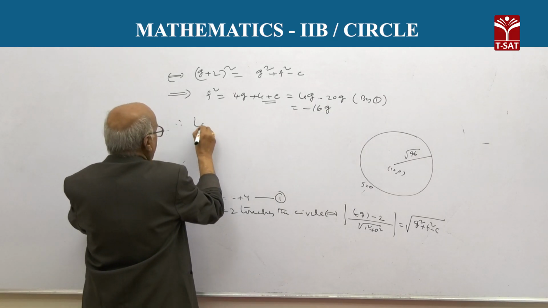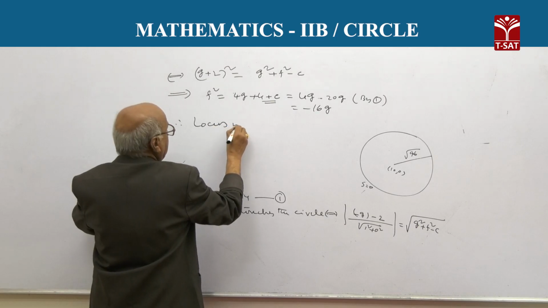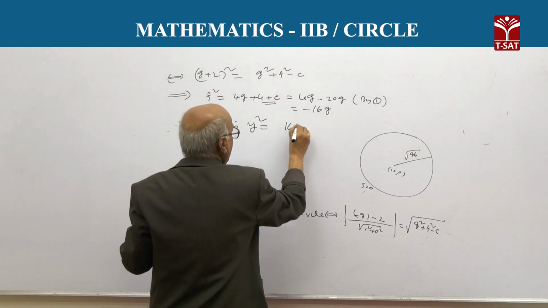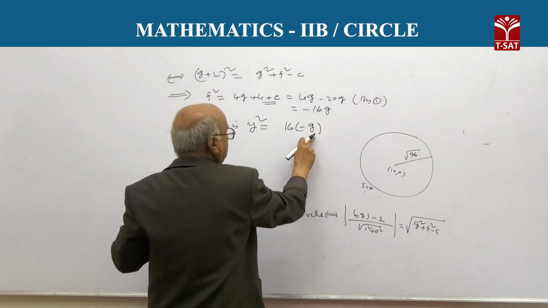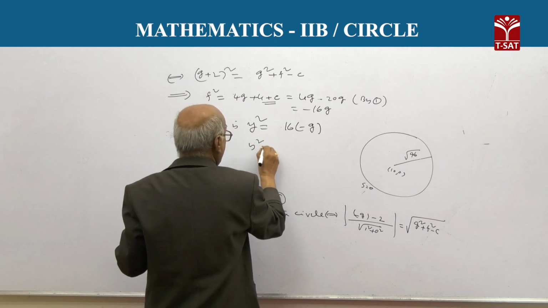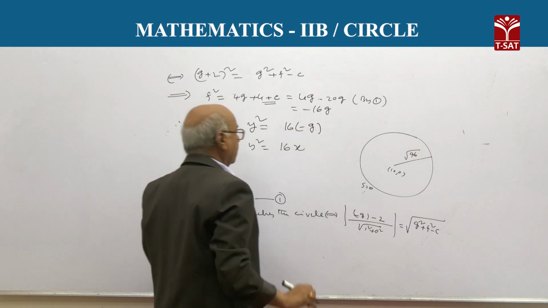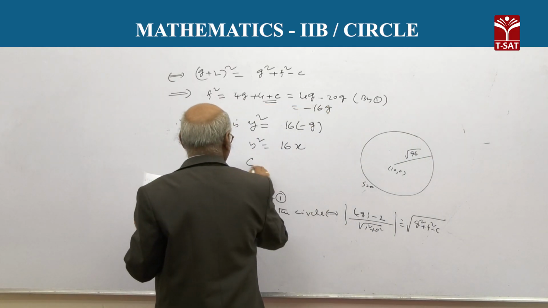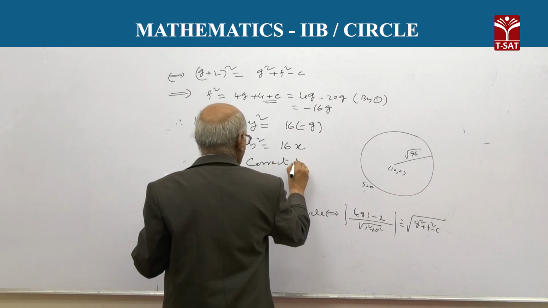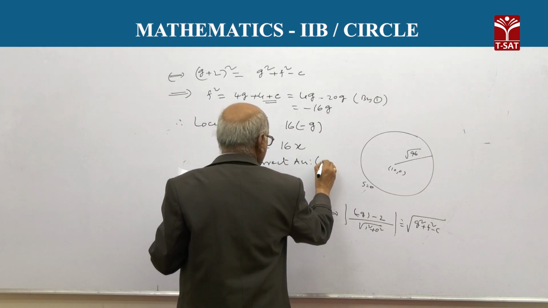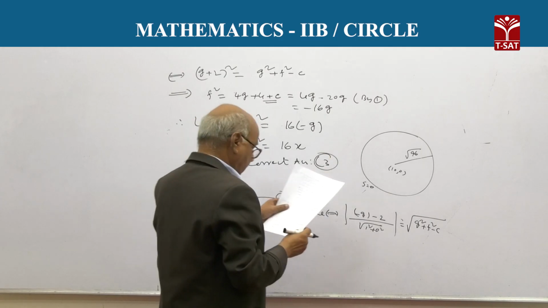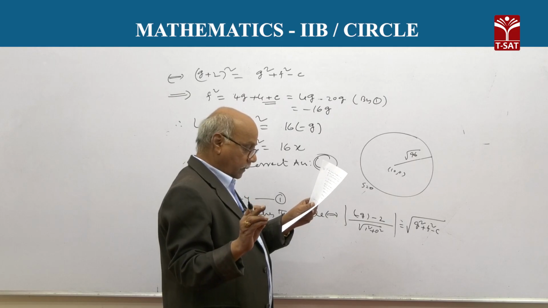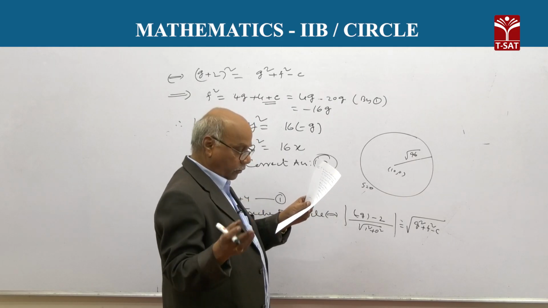So, therefore, the locus is y square is equal to 16 into minus g, and minus g is the x of the center, or not? So y square is equal to 16x. That's correct. The correct option is number 3, because in the options you are given x square is equal to 16y, y square is equal to 4x, and y square is equal to 16x, and x square is equal to 4y.